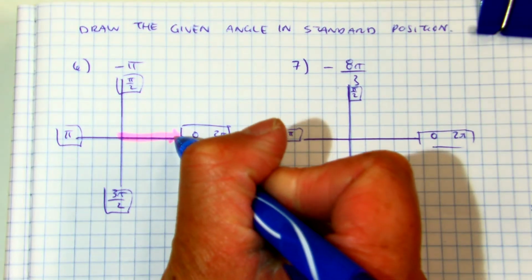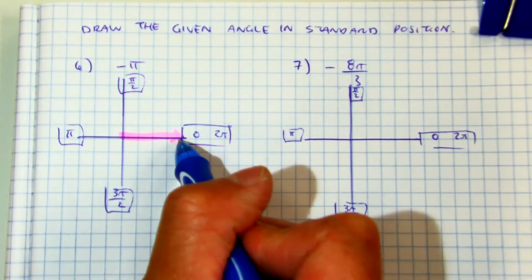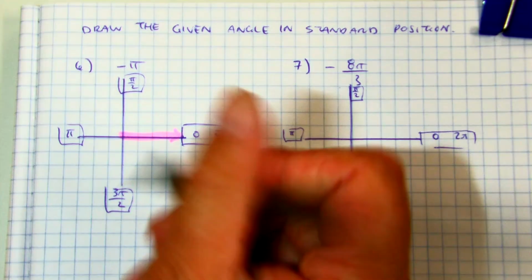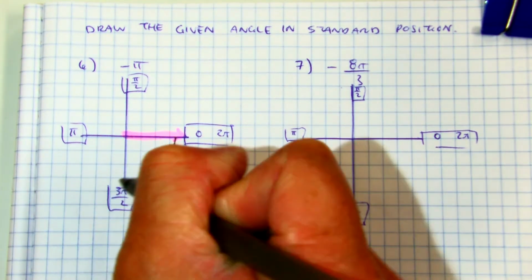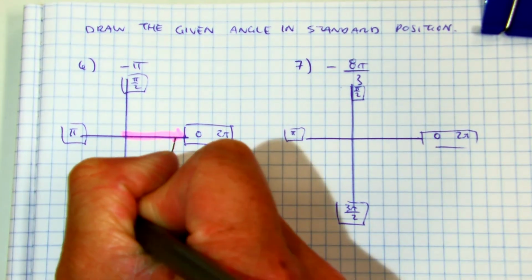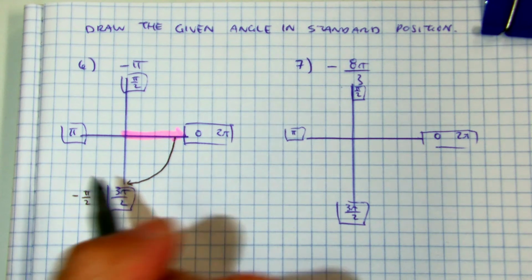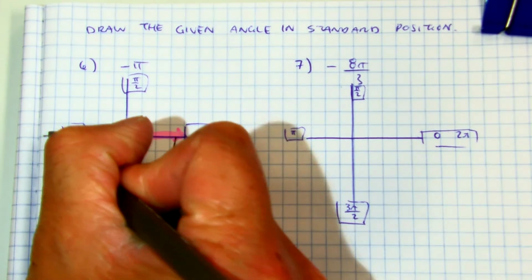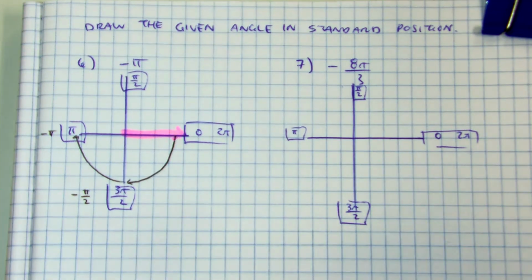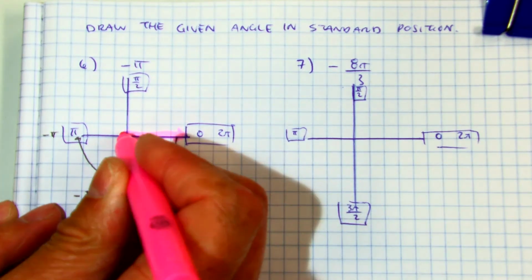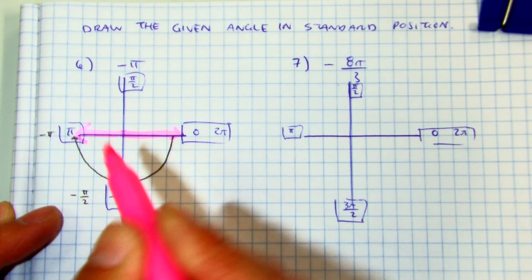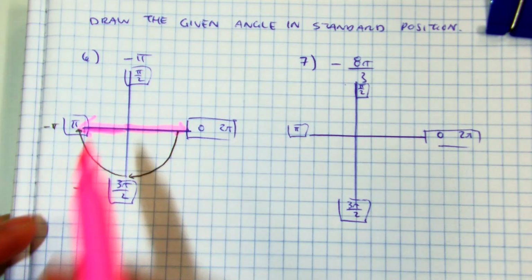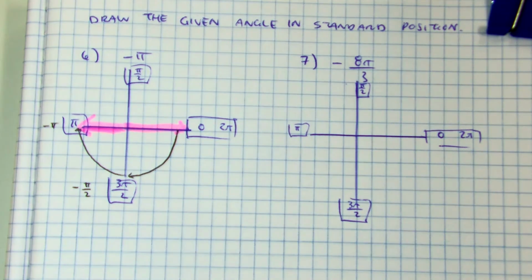Up or down? Down. So this would be negative pi over 2, right? And then this would be negative pi. So essentially your angle actually looks like a straight line. This is where negative pi would be. Raise your hand if you got that. Okay.